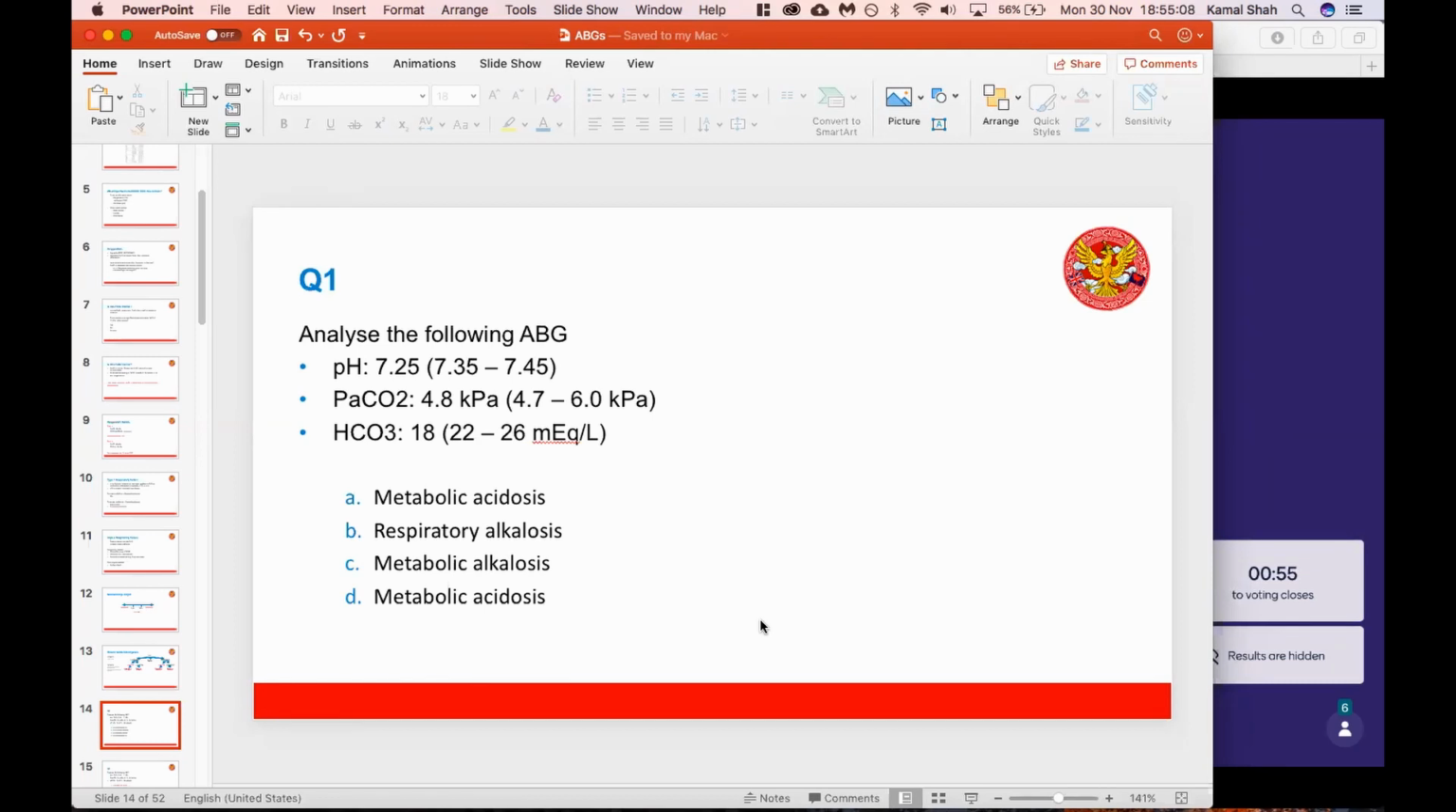Are we referring to CO2 being blown off? Absolutely. So when we think of the lungs, we're essentially thinking of CO2 being blown off. So that's one way we can get rid of the carbon dioxide. And if we get rid of the carbon dioxide, we can essentially increase the pH.